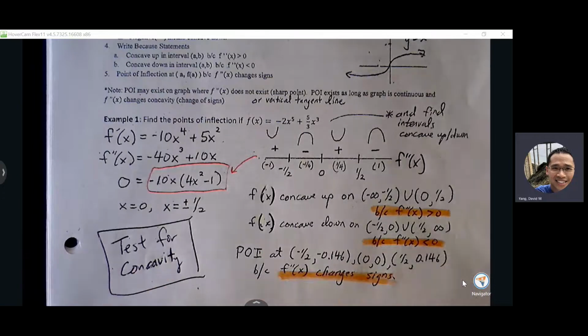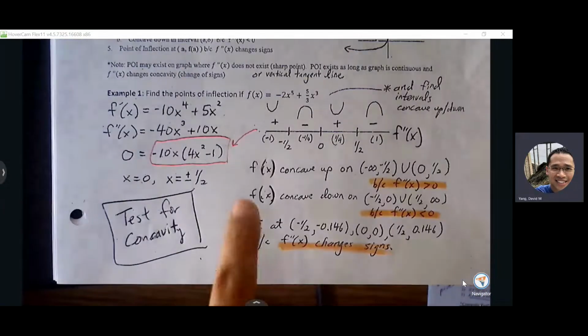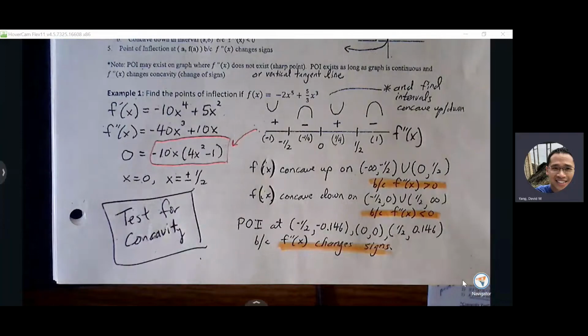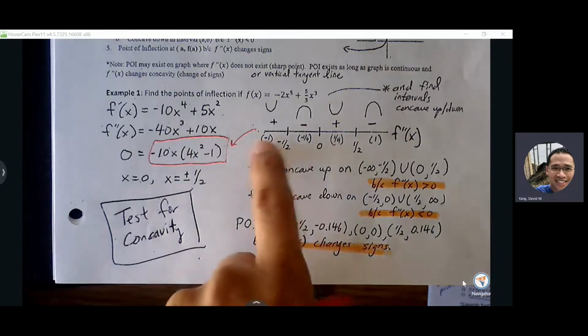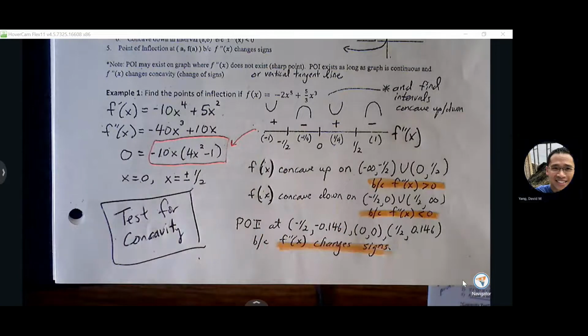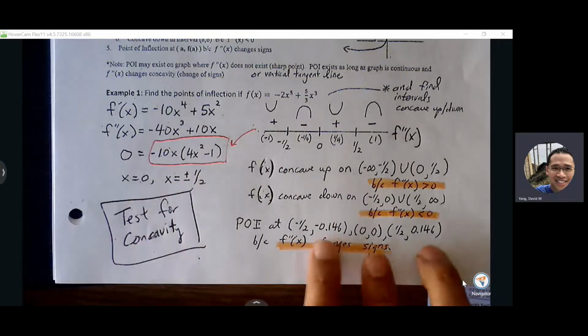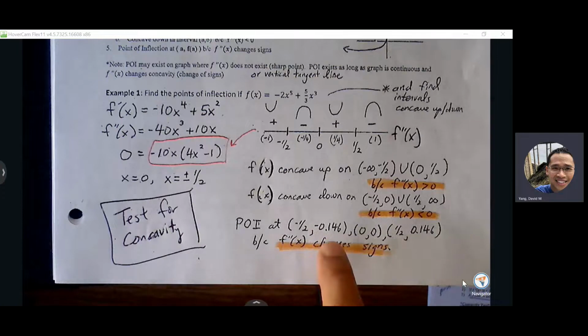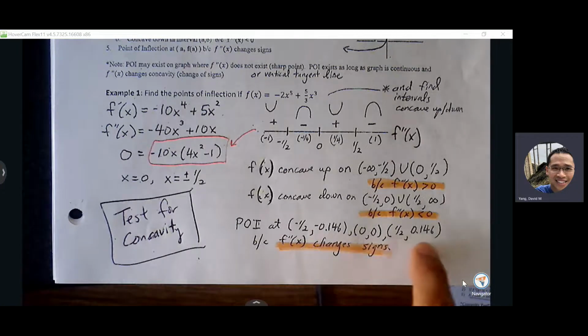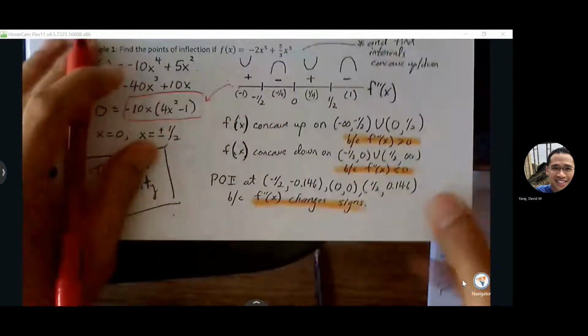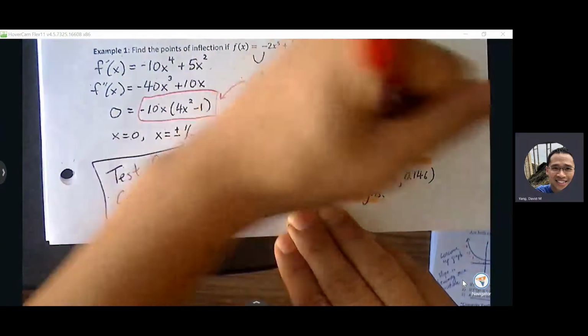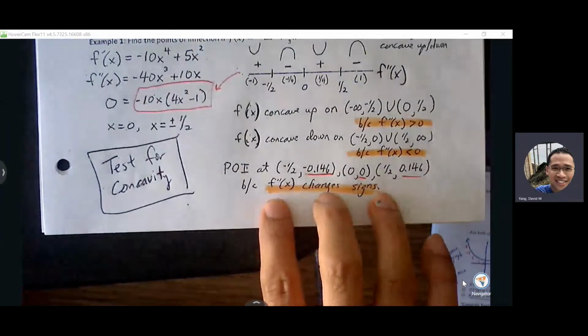And the reasoning is because f double prime changes signs. It's not like relative max and relative min, where you have to say the sign changes from positive to negative or from negative to positive. As long as you indicate that there's a change in sign, that's enough for a point of inflection. And also, what do these values mean? How did I find that -0.146, the 0, and the 0.146? Yeah, plugging the x value back into the original.